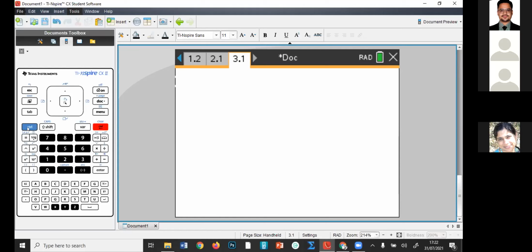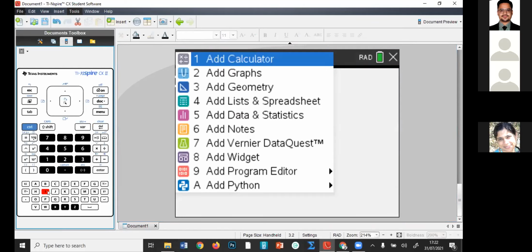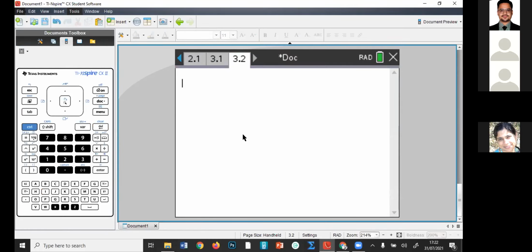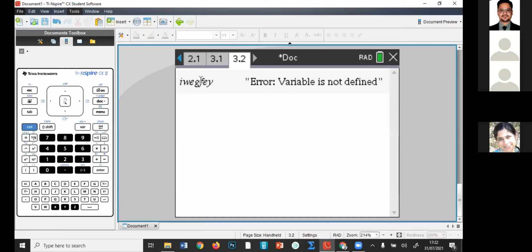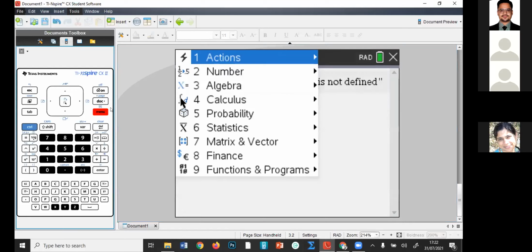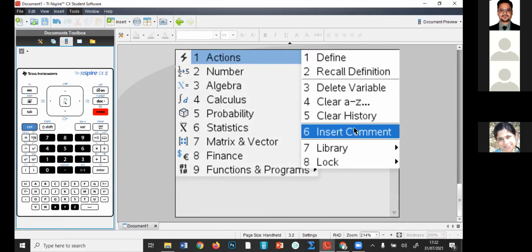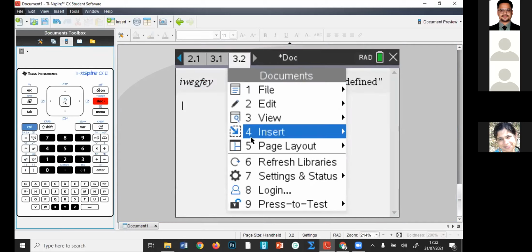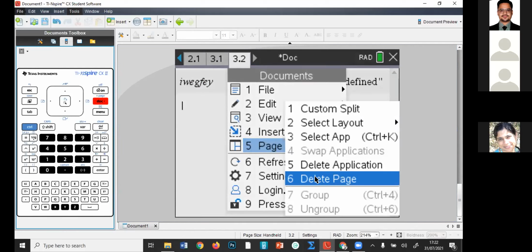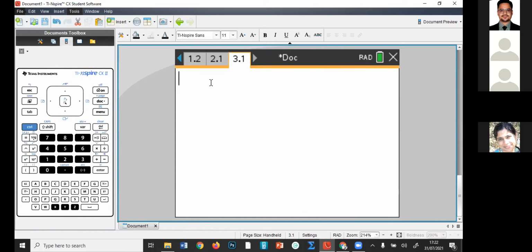Let me show you a little difference here. If you have a calculator page and you write something which is not mathematical and you enter, it says there is an error. You cannot write notes there unless you go to your menu, action, and insert command. If you insert a command, then you can write something. To avoid all this confusion, the best way is to use notes.